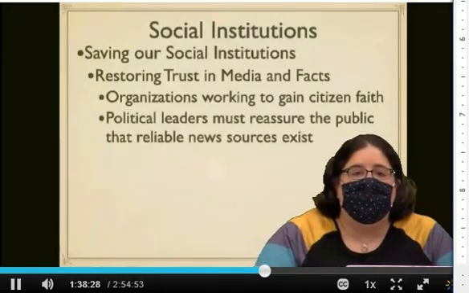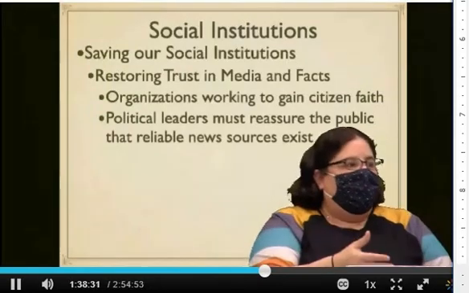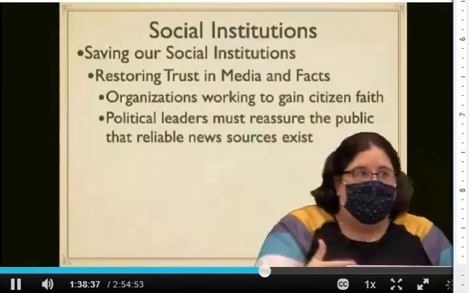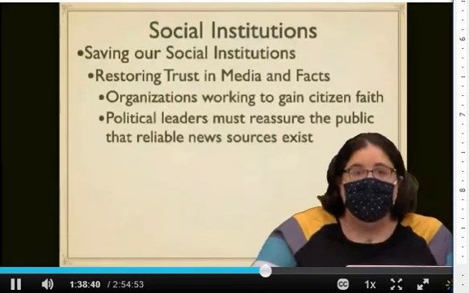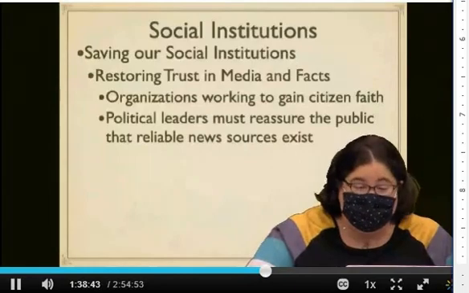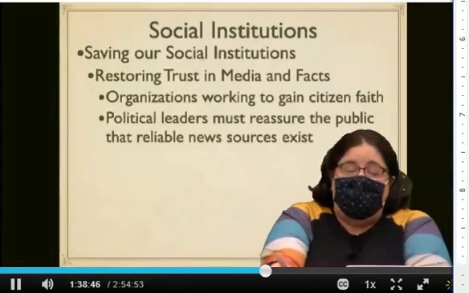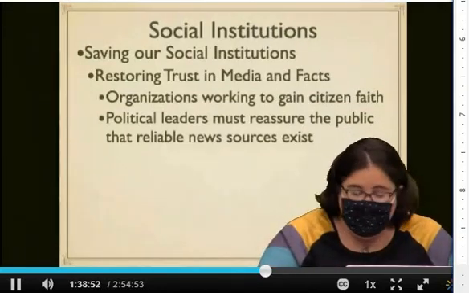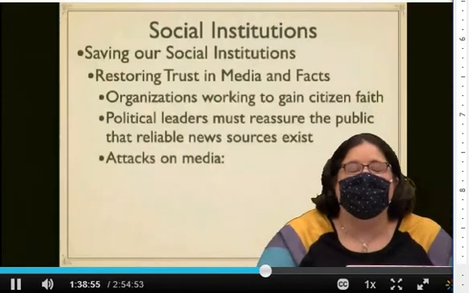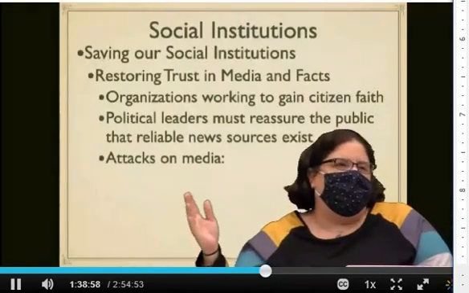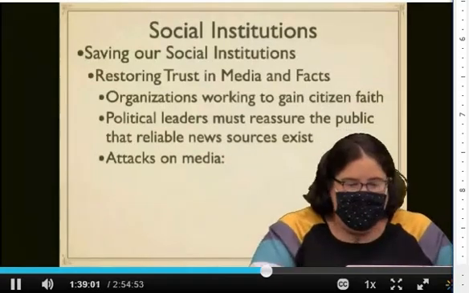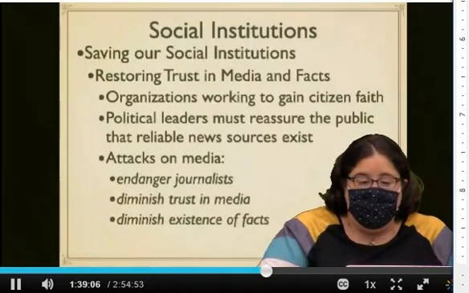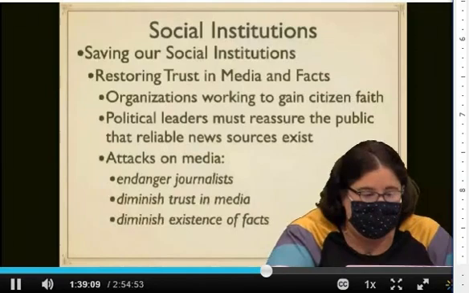But we also need that to come from more than just one voice. And if the voice is from the media, members of the media, then we can only take that so far. We need other institutions to support the media, including political leaders that can reassure the public that reliable news sources do exist, perhaps pointing out what they are, but even just telling them that they exist can be powerful information. Because attacks on the media, especially just general attacks, like as though all the media is the same, can endanger journalists, can diminish trust in the media, and can diminish the existence of facts.